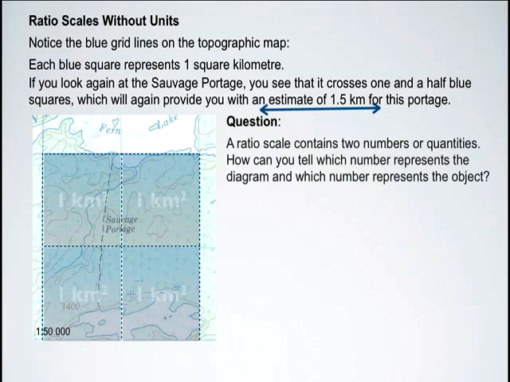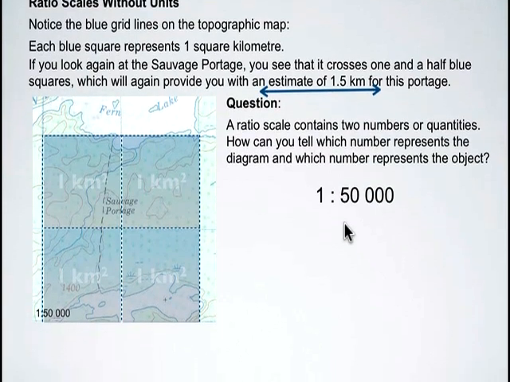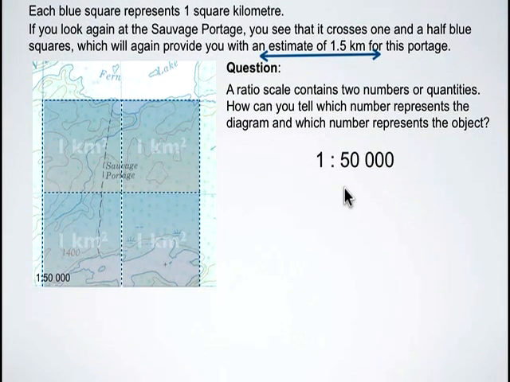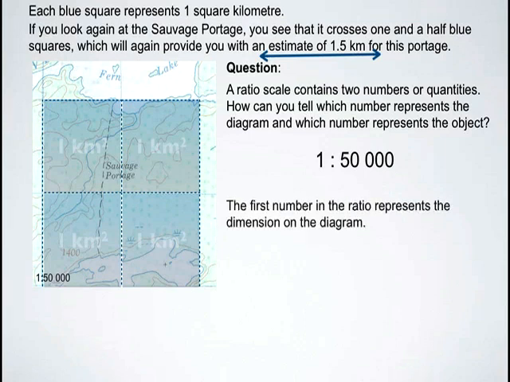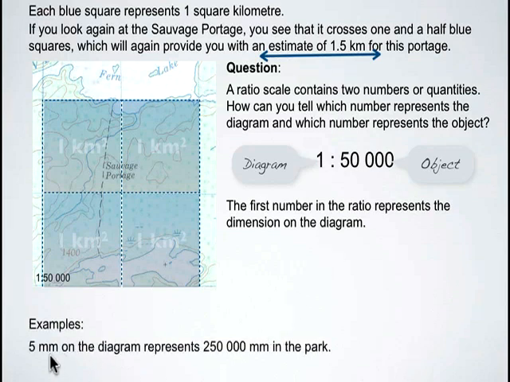So when you have a ratio scale that contains two numbers or quantities, how can you tell which number represents the diagram and which number represents the object? The nice thing is it's always consistent. The first number on the ratio represents the dimension on the diagram, and the second number represents the dimension on the object. So for example, 5 millimeters on the diagram represents 250,000 millimeters in the park.